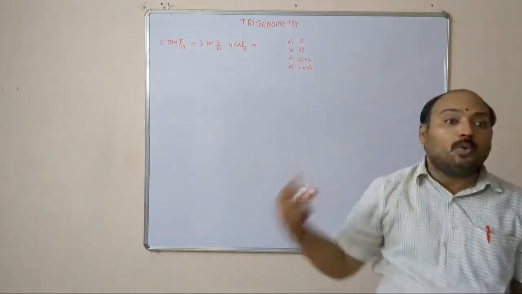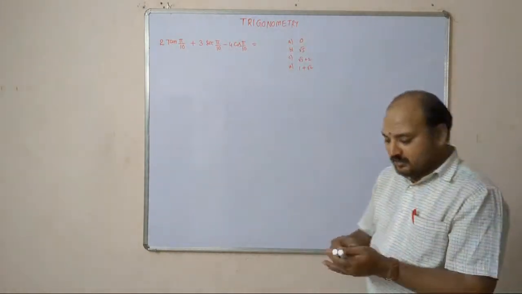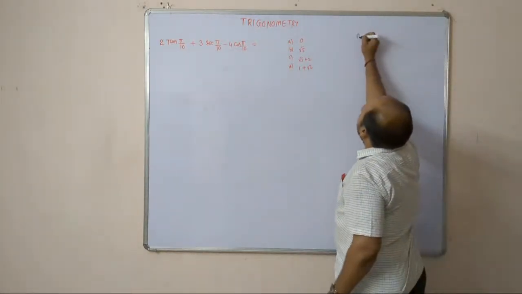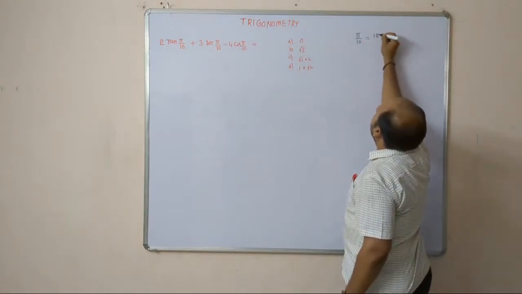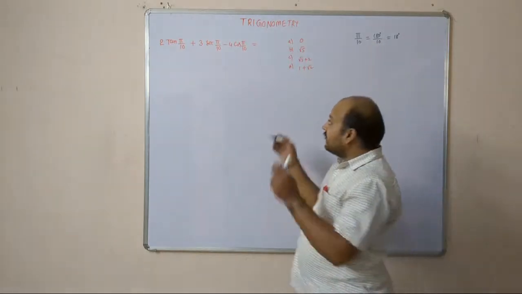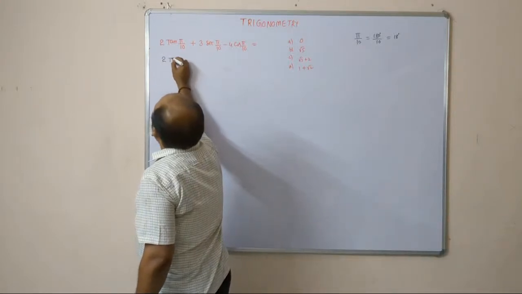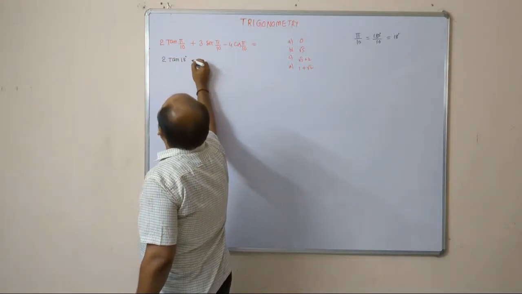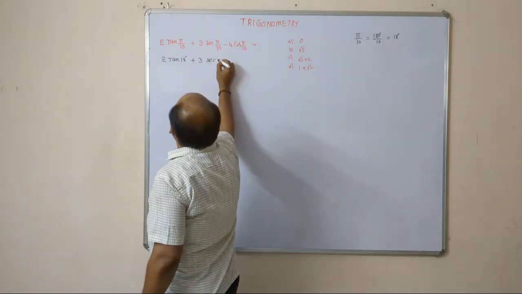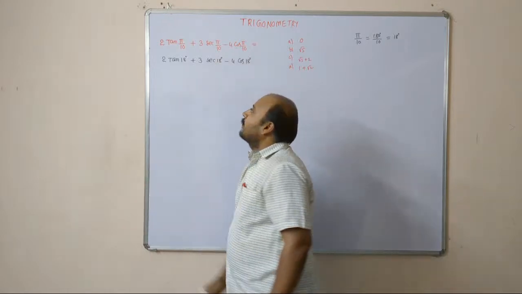So how to proceed to solve this type of problem? First, we need to simplify the value of pi by 10. Pi by 10 is equal to 180 degrees divided by 10, so it will be 18 degrees. Write 18 degrees wherever pi by 10 is there: 2 tan 18 degrees plus 3 secant 18 degrees minus 4 cos 18 degrees.